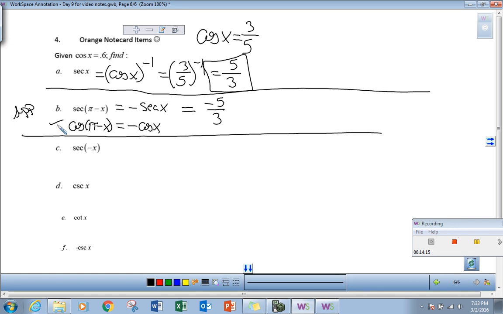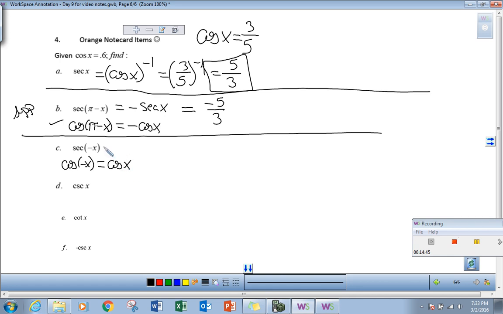Here goes my part C. I'd like to figure out the secant of negative x. Well, I'm going to think of this as the cosine of negative x. And if you look on your note card or search your memory banks, remember cosine of x and cosine of negative x are the same answer. So cosine of negative x yields me the same answer as cosine of x.